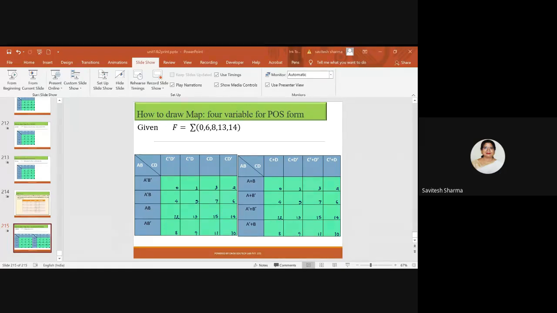So please practice. I will give a practice sheet. Please practice, and if you have any doubt, please ask me. I will discuss it in the lecture time.